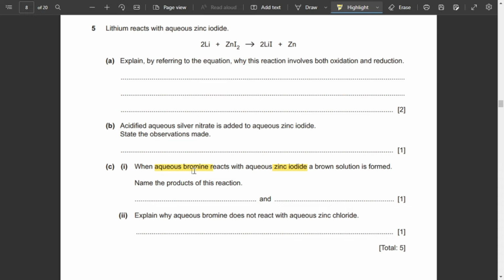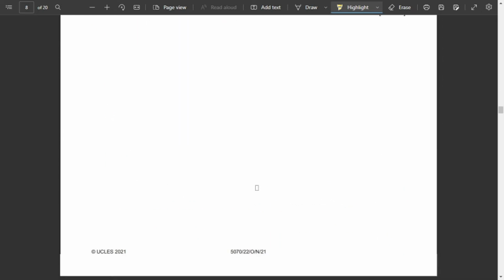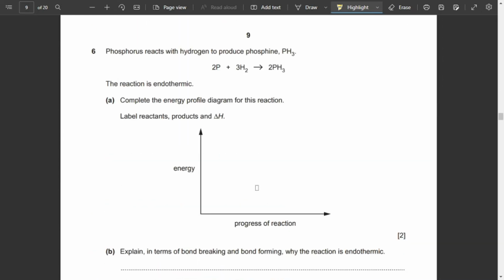Moving on to part 2, explain why aqueous bromine does not react with aqueous zinc chloride. The same kind of question just came over here. Over here, chlorine is more reactive than bromine, that is why the reaction will not take place. Likewise, as I gave you the example of acetylene, it will also have the same reason. Alright, so moving on to question number 6.